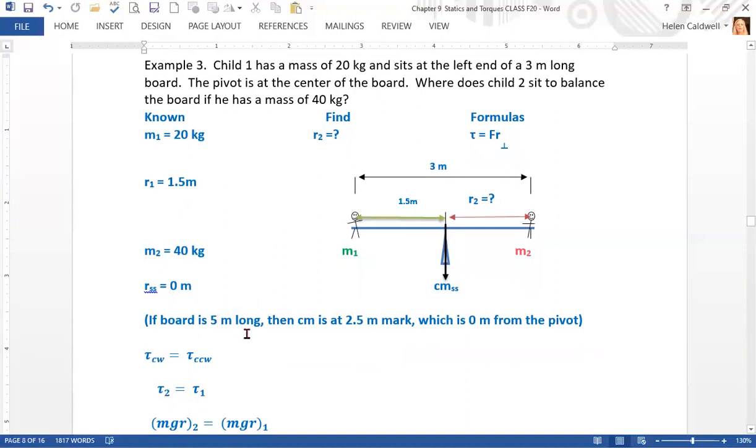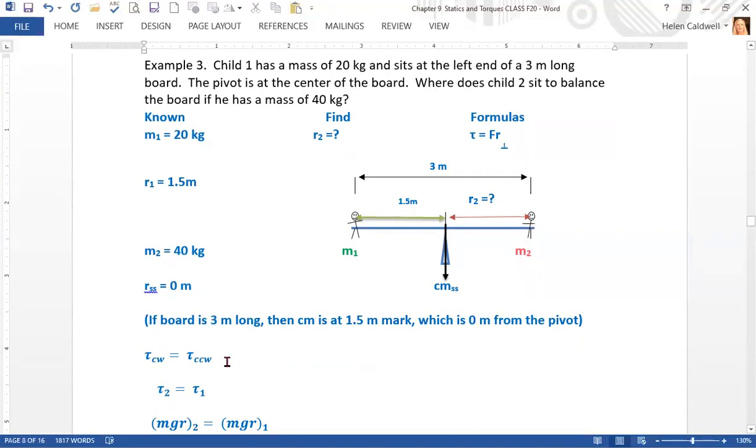Well, the board is not 5 meters long. Thank you very much. It is 3 meters long. This is not 2.5. It is 1.5. There we go. I did this on the board in class when we met in real time. And so in this virtual situation, I cut and paste too much.